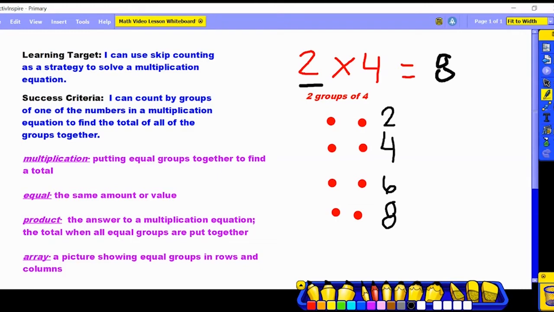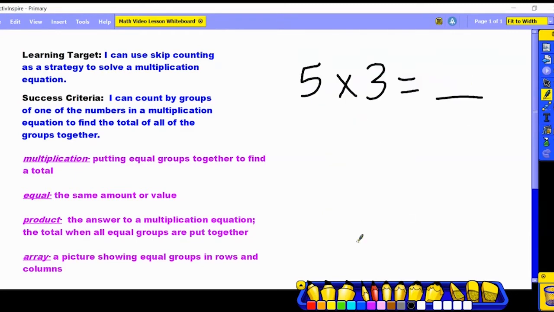So that's just to show you how I can use skip counting and connect it with my array. As I look at the rows, I'm counting and adding on each of those groups until I get to the bottom of the array and I see all of them together. And that last number I say when I'm skip counting is my answer or my product. So in this case, we solved 2 times 4 by counting 2, 4, 6, 8. And after we say those 4 2s, we see the total is 8. That's an example of a multiplication equation that we could solve by using skip counting.